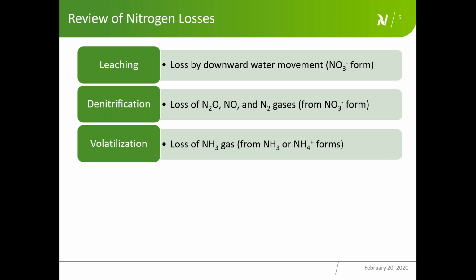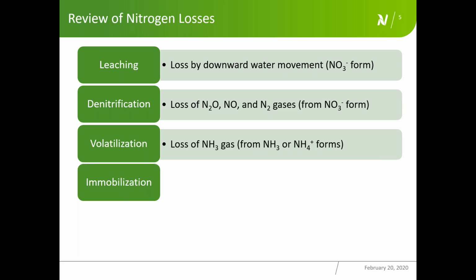Volatilization, or as we say in Canadian, volatilization, is a loss of ammonia gas. It occurs primarily from the surface application of urea forms of nitrogen, but could also occur from improper application of anhydrous ammonia. We'll discuss these losses in some more detail.